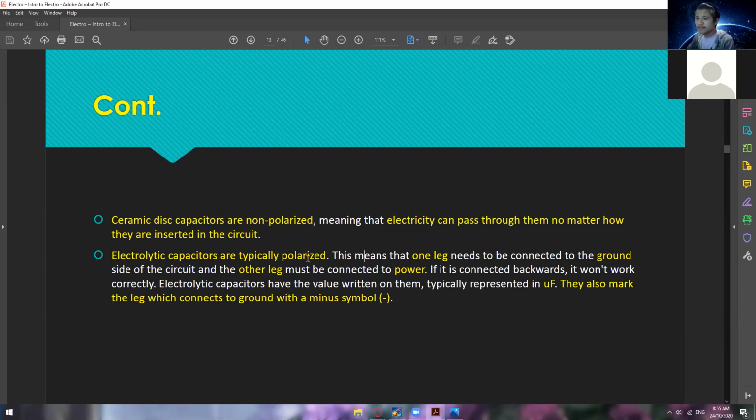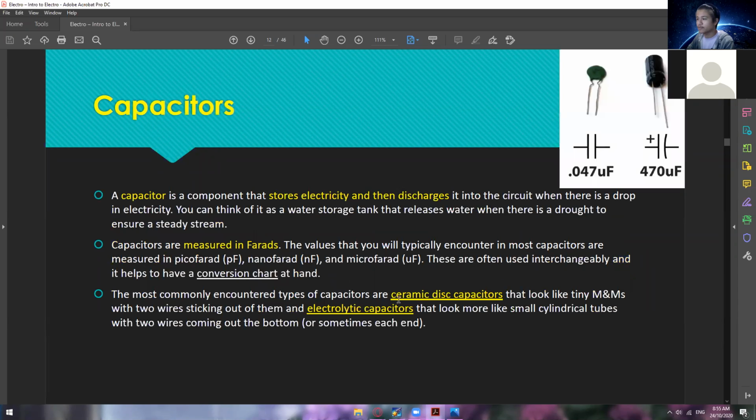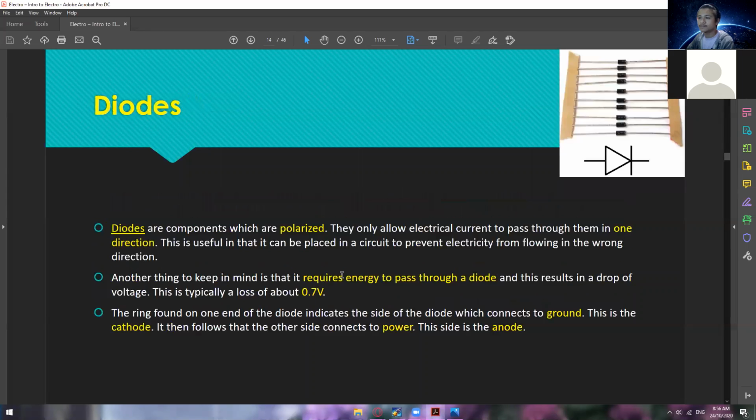Alright, so we've stopped here in capacitors. One more thing that I need to clarify is that this one is for electrolytic capacitors. As you can see, it is polarized, and it mostly has a unit of microfarad. For ceramic disc, it is mostly in picofarad or nanofarad. For the bigger one, which is the electrolytic, it is in micro. Right, so the next one is diodes.